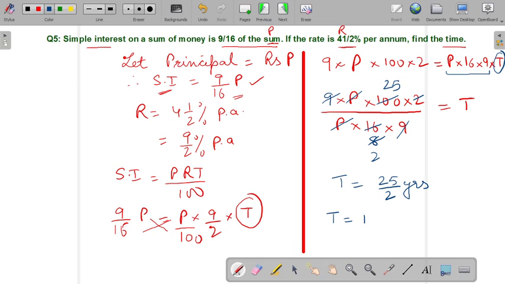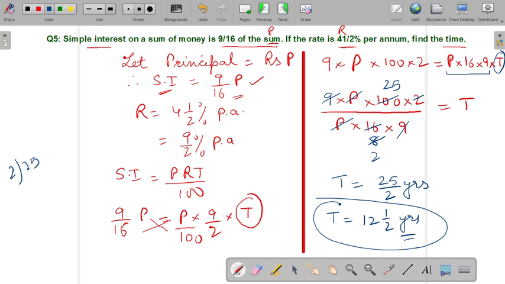So time will be 12 1/2 years. How did this thing come over here? By dividing it. So if you will divide 25 by 2, so it goes like this. 25, it goes with 1, then 5, 2, 4. So 12, 1/2. So same thing we have written, 12 1/2 years. It means 12 years and half year. Means 6 months. So this can be written like this also, 12 years and 6 months also. Like this also we can write the answer.